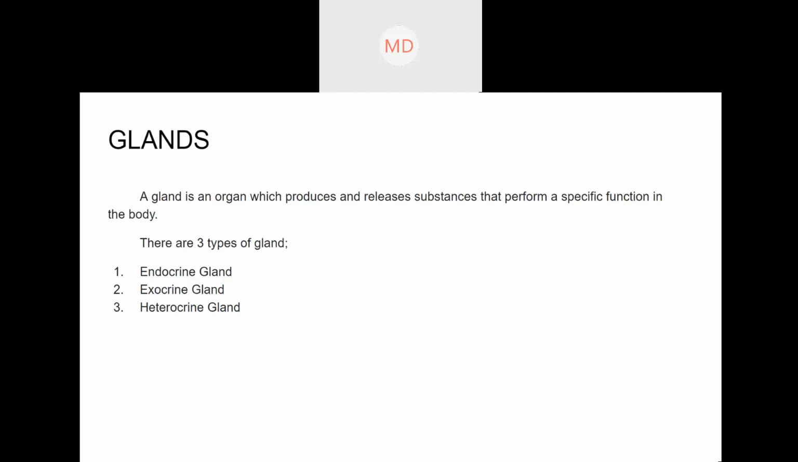Like your hand does a particular function and your leg does a particular function, right? Your ear does one function, your eyes are for different functions. In the same way, there are different glands and each gland produces different substances, and each substance again performs a specific or different function. Am I clear? So that is a gland. This is the definition.